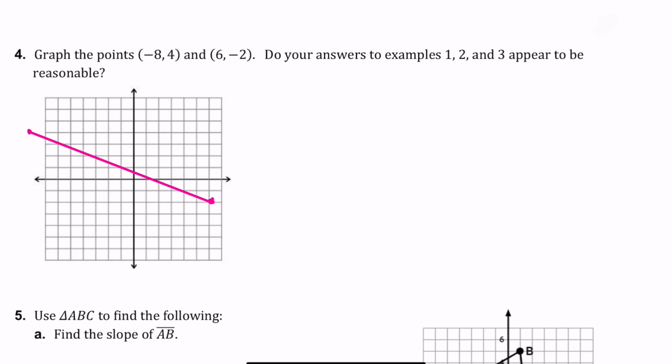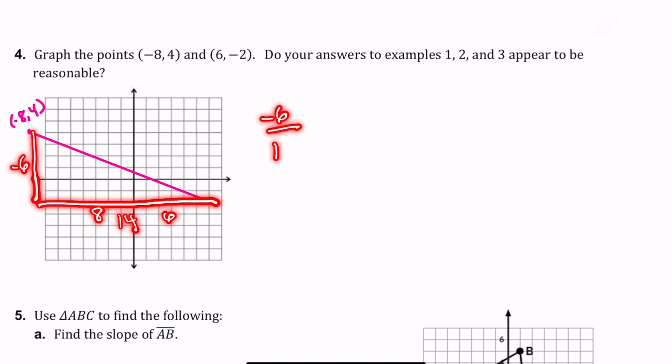So at negative 8, 4, the rise is going to go down 4 and then down another 2. So this is going down 6. And then we're going to count how many over to the left and right. There's 8 here and 6 here, so that would be 14 altogether. So negative 6 divided by 14 is going to be negative 3 over 7.